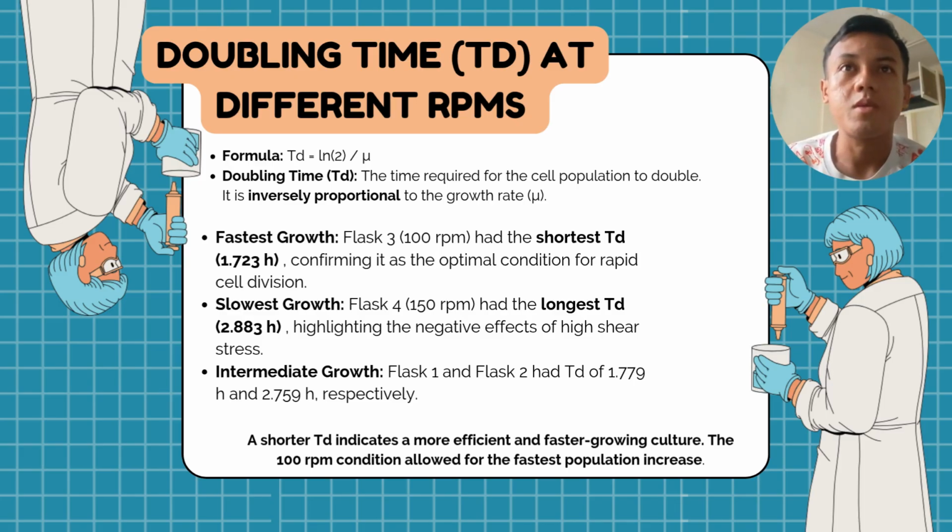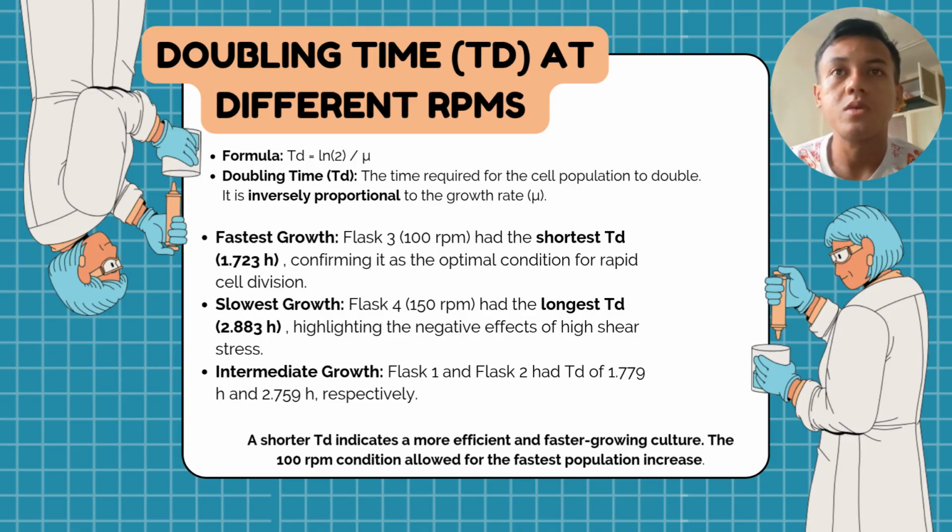So we'll talk about the doubling time at different rpm. The formula for doubling time is ln 2 over growth rate, and doubling time is the time required for the cell population to double. It is inversely proportional to the growth rate. So the fastest growth rate is flask 3, at 100 rpm, which had the shortest doubling time, 1.7, confirming it as the optimal condition for rapid cell division.